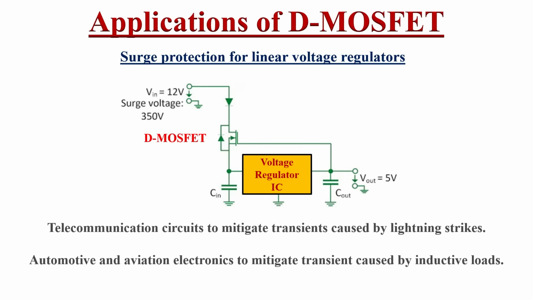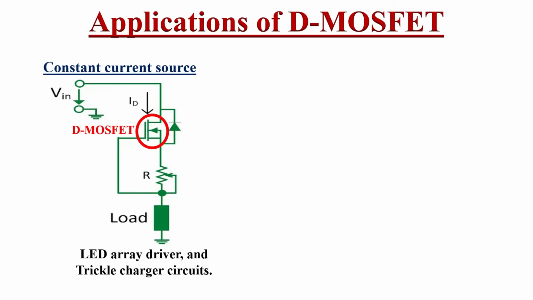DMOSFETs are also used as surge protection for linear voltage regulators. Linear voltage regulators provide power to small analog circuits. The depletion MOSFETs are connected across voltage regulators in telecommunication circuits and aviation electronic circuits to mitigate transients caused by lightning strikes and inductive loads. The depletion MOSFET can be used to implement a constant current source. It provides constant current in LED drivers and trickle charger circuits to maintain battery charge for surveillance systems.